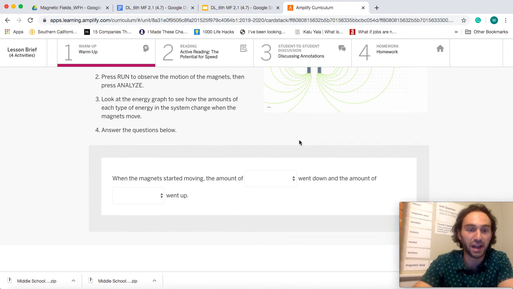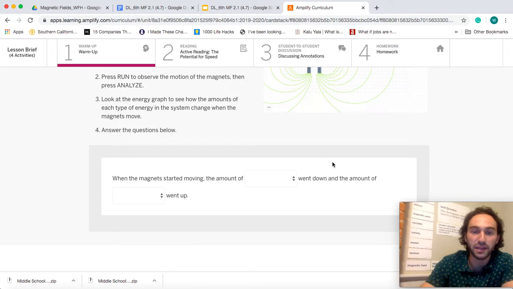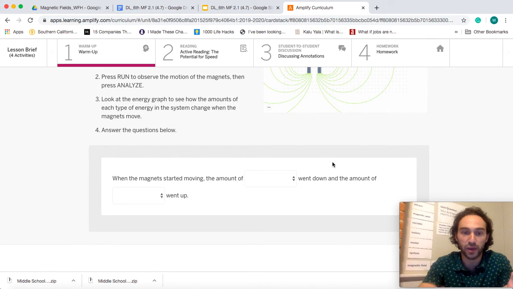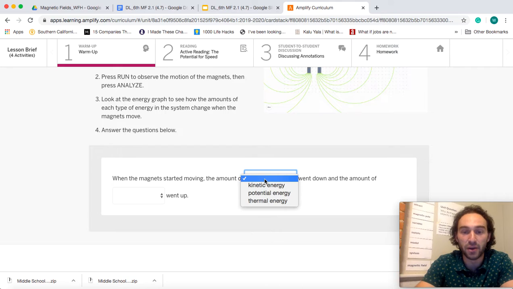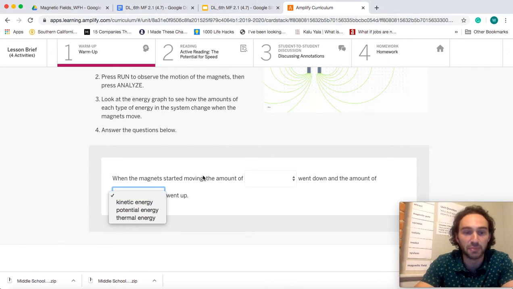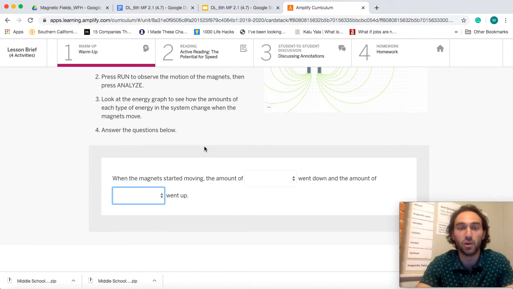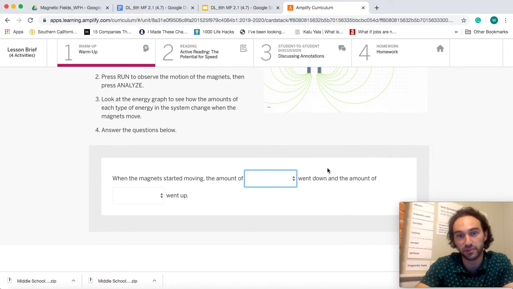When you're watching the energy graph, think about what's happening as the magnets are pushed away. When the magnets start moving, is the amount of potential, kinetic, or thermal energy going down, and the amount of kinetic, potential, or thermal energy going up? So watch the relationship. Run the simulation, and then fill out this box according to what you observe. Watch what happens to all those energy levels and tell me what you observe. Take about 5 minutes. Pause the video here and come back to me when you're done filling this box out.